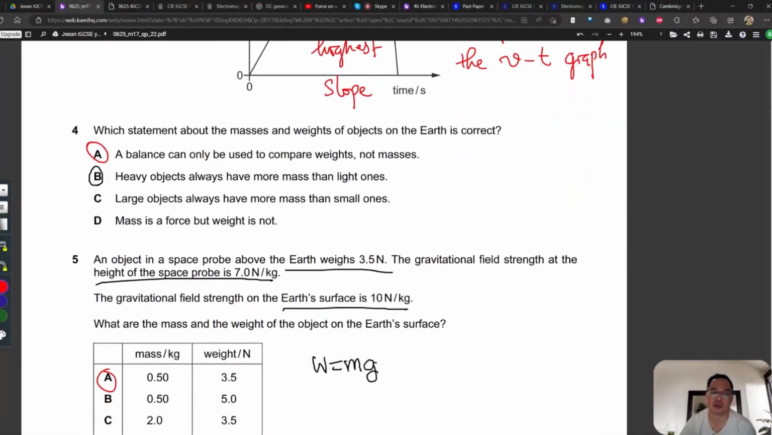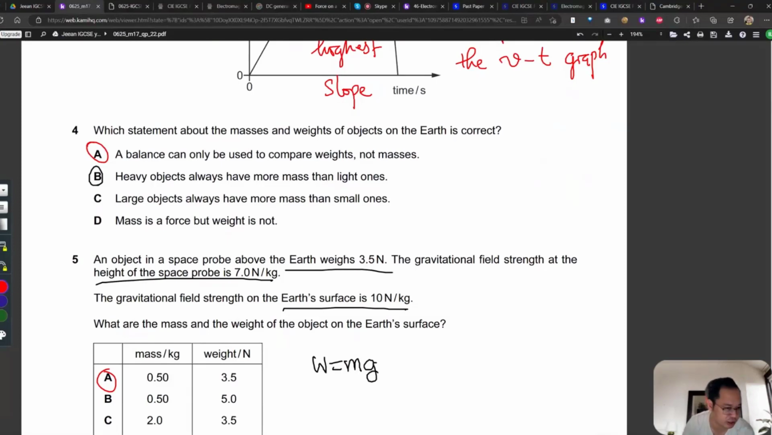Question 4, which statement about the masses and weights of objects on the Earth is correct? Your answer, heavy objects always have more mass than light ones. It seems to be correct. Another statement about the mass and the weight: a balance can only be used to compare weights, not masses. Okay, A is also correct, but B seems correct. But the reason why B is wrong, heavy objects always have more.